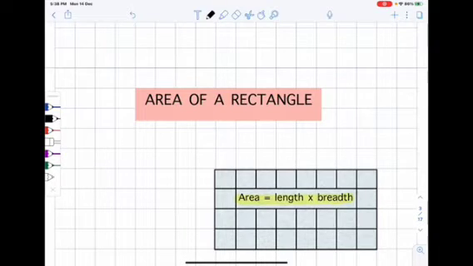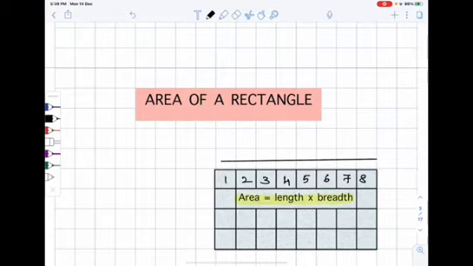To find out the area occupied by this particular rectangle, we'll first number the squares lengthwise. 1, 2, 3, 4, 5, 6, 7 and 8. So in my measurement, the length is 8 centimeters. Am I right, children? Yeah. Now going on to the breadth wise, I already have one here. So 1, 2, 3 and 4.